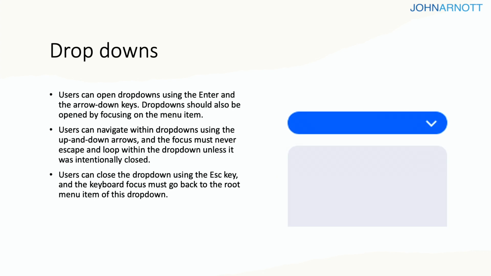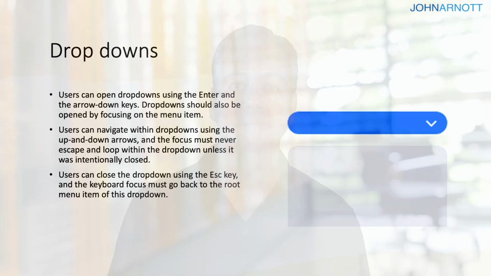Drop-downs. The system enables keyboard navigation and locks up navigation focus for users who can't use a mouse. Users can open drop-downs using the Enter and the arrow down keys. Drop-downs should also be opened by focusing on the menu item. Users can navigate within drop-downs using the up and down arrows, and focus must never escape the loop within the drop-down unless it was intentionally closed. Users can close the drop-down using the escape key, and the keyboard focus must go back to the root menu item of this drop-down.